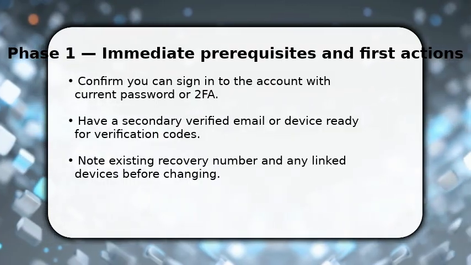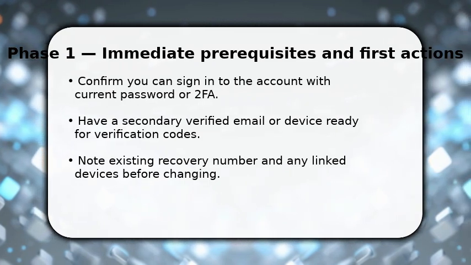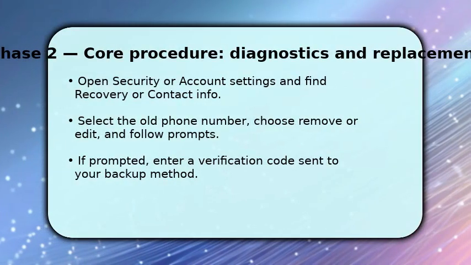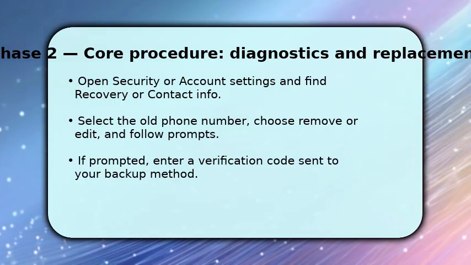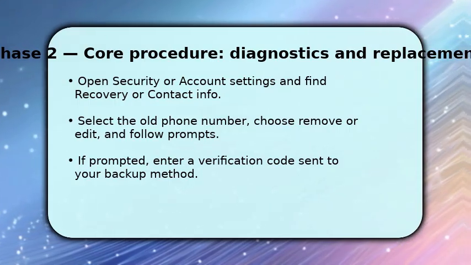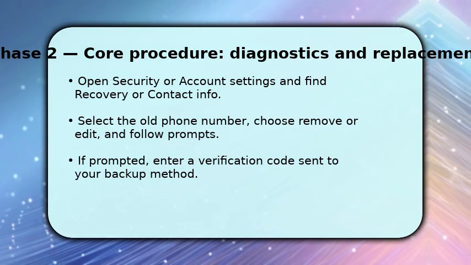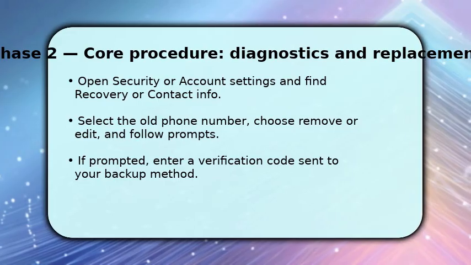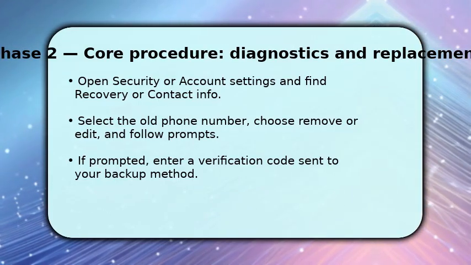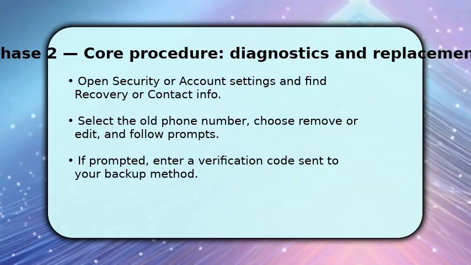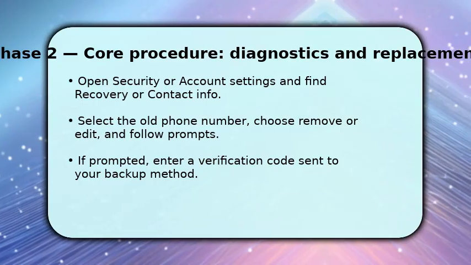Now proceed to the Account Security Settings page to update recovery preferences. You navigate to Security, then Recovery or Contact Info, and locate the old phone number entry. Tap Remove or Edit and follow the on-screen prompts. Sometimes the system asks why. Choose the closest reason. When requested, enter the verification code sent to your backup email or device to confirm the change. This step ensures the platform knows it's you authorizing the removal.